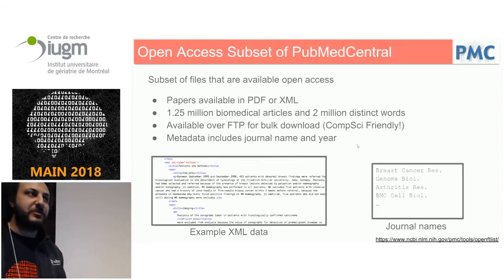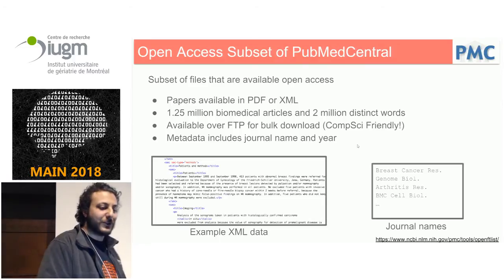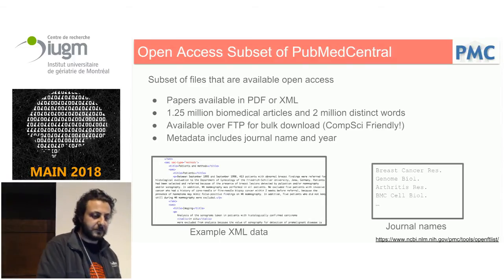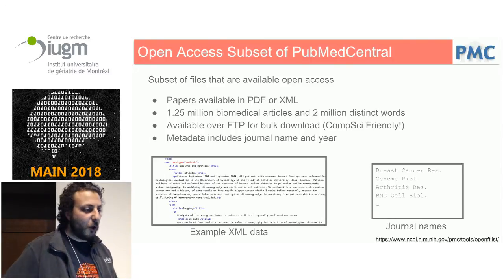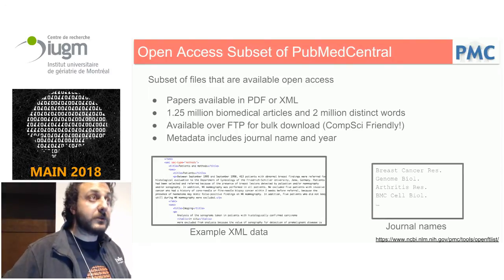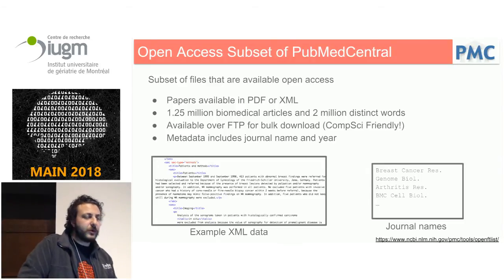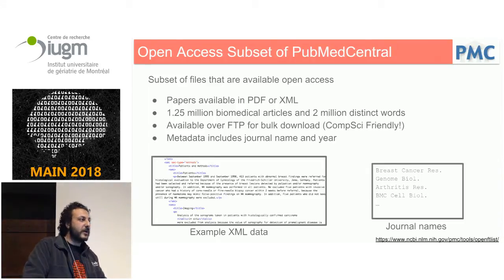So now let's look at some data, as it's super hard to work in research on this stuff without data you can share easily. So there's the open access subset of PubMed Central. This is a really great resource because you have 1.25 million biomedical articles, so all kind of on topic. 2 million distinct words, so it's a very big vocabulary.